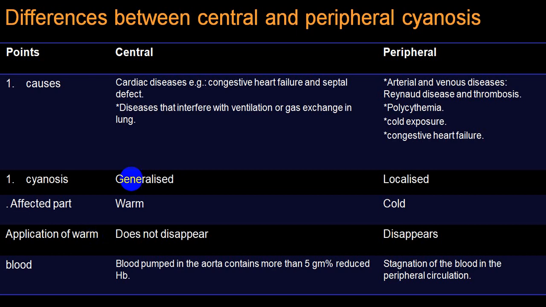Now there is a vasodilatation. Peripheral cyanosis will become less or disappear, while there will be no effect as far as central cyanosis is concerned, so it does not disappear. Very, very important clue: in central cyanosis, the blood which is pumped into systemic circulation contains more than 5 gram of deoxyhemoglobin or reduced hemoglobin, while in peripheral cyanosis, the blood present in the systemic circulation is fully oxygenated. There is a stagnation of blood flow in the peripheral circulation, hence it will produce peripheral cyanosis.